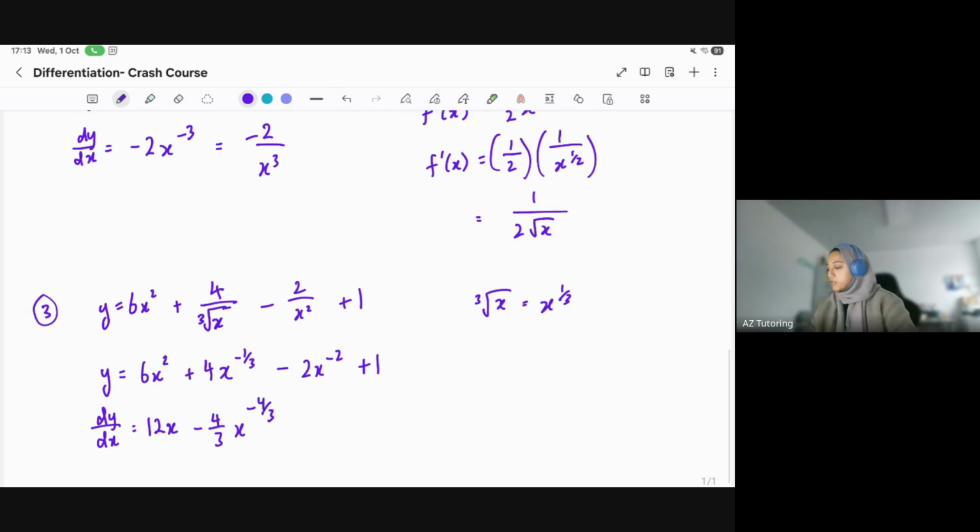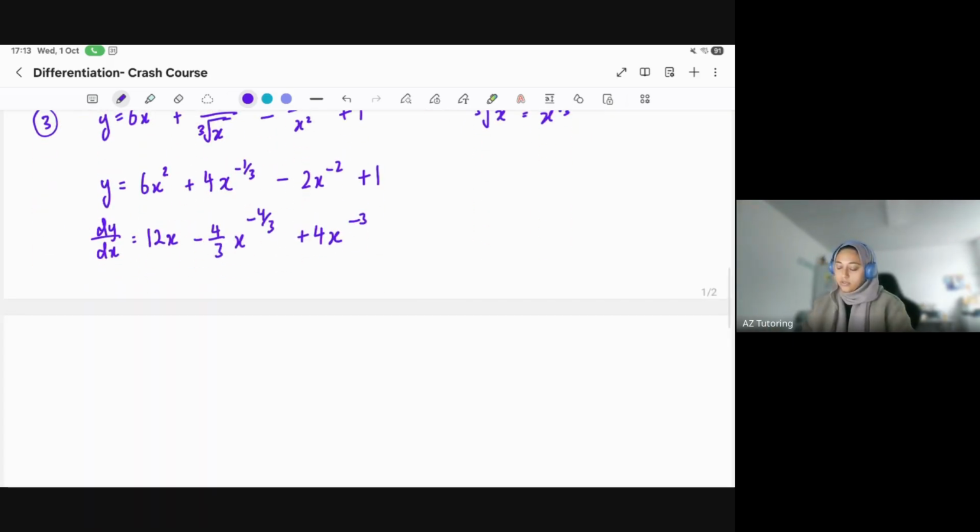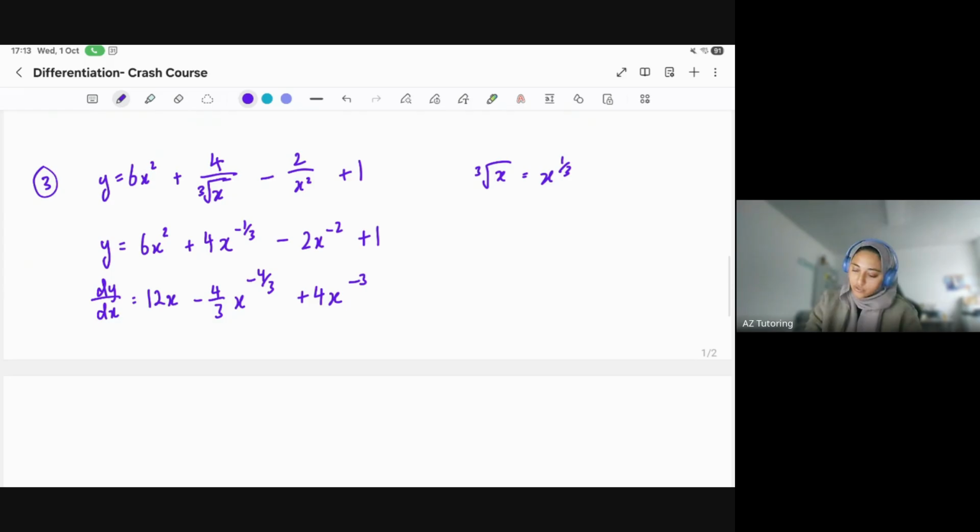If you're not too confident doing that in your head, use your calculator. You don't want to make a mistake there. It's not worth it. Okay, and then minus 2 times minus 2, which is plus 4. Be careful of your negative signs. x to the power of minus 2 minus 1 is minus 3. And then the differential of 1 is just 0. So that's nothing. Okay, I'm just going to rewrite this here rather than starting a new one.